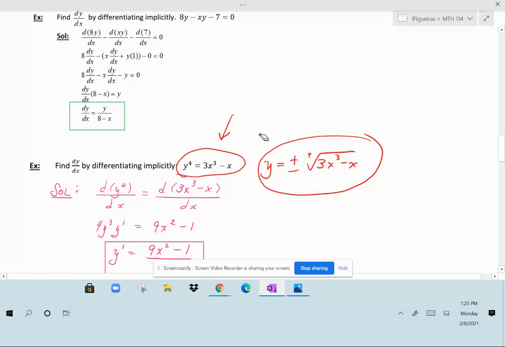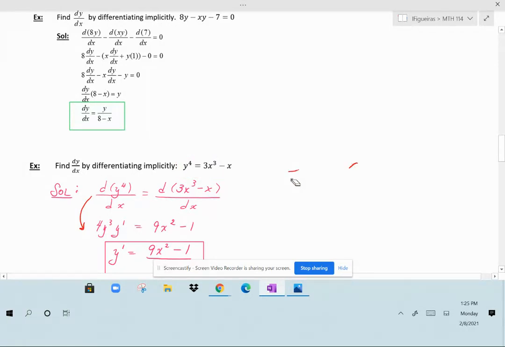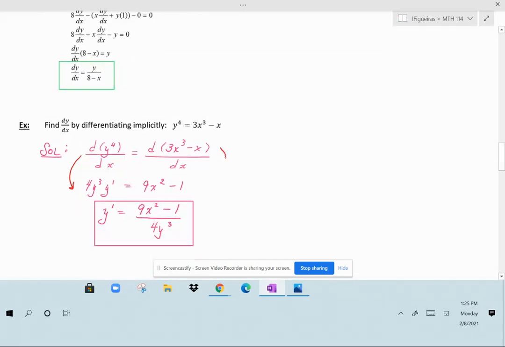So using implicit differentiation, the derivative of y to the fourth is 4y cubed y prime, or 4y cubed dy/dx. Either notation is fine. And on the right side, the derivative of 3x cubed is 9x squared, minus x, so the derivative of x is minus 1. Then divide both sides by 4y cubed, and you get that y prime is equal to 9x squared minus 1 over 4y cubed as a final answer.